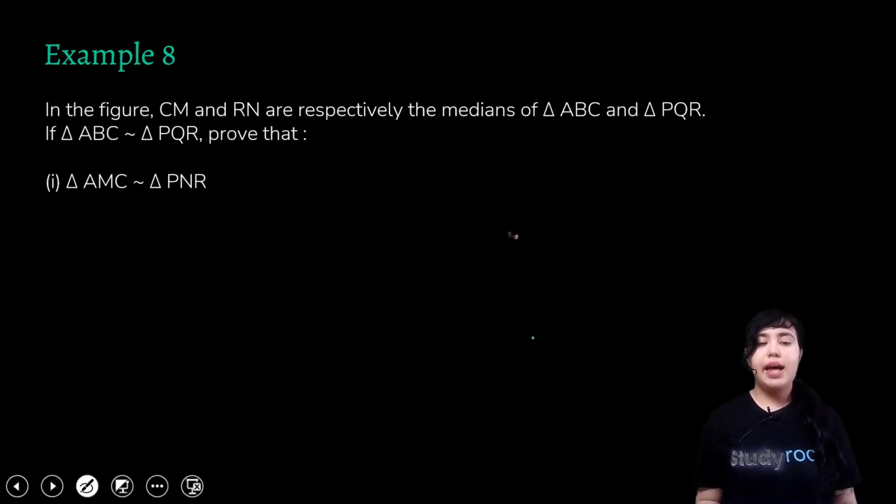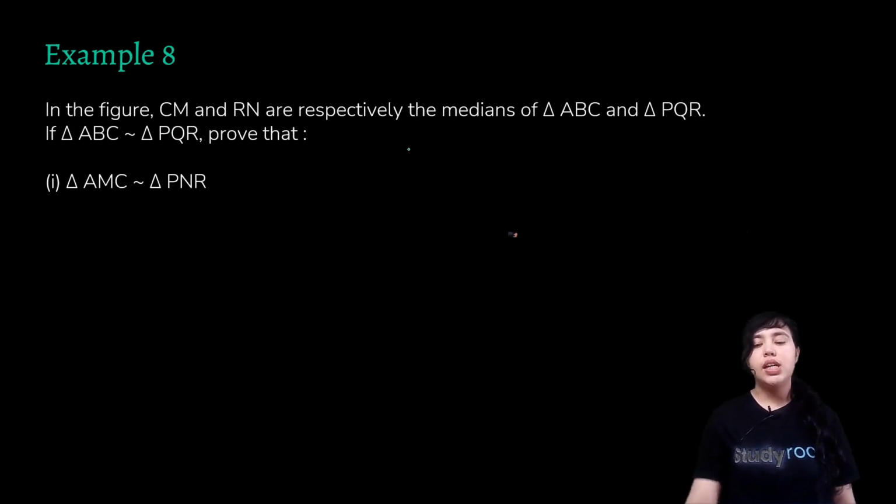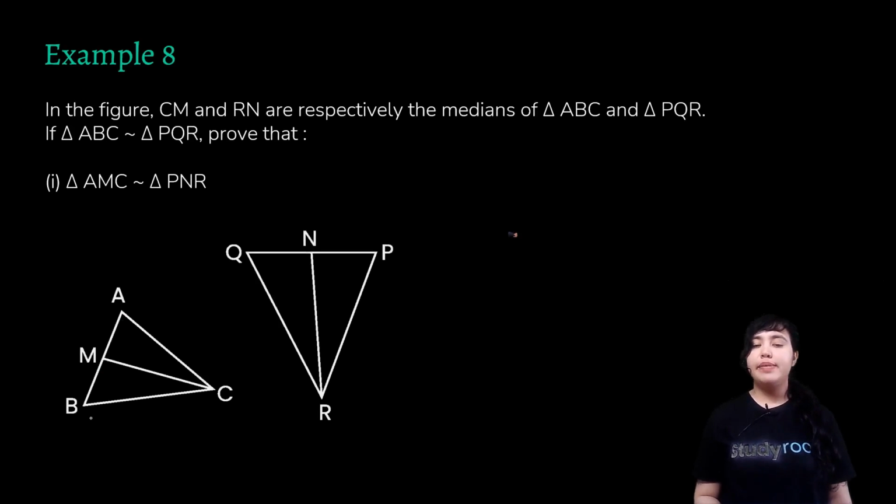Then we have another example. It has 3-4 subparts. Here we've been given triangle ABC and triangle PQR, and it's already given that triangles ABC and PQR are similar to each other. You have to prove that triangle AMC and triangle PNR are also similar. Now it has been stated that CM and RN are the medians of triangles ABC and PQR. Medians mean that M and N are the midpoints of side AB and side PQ respectively. So basically AM and BM are equal and PN and NQ are equal.